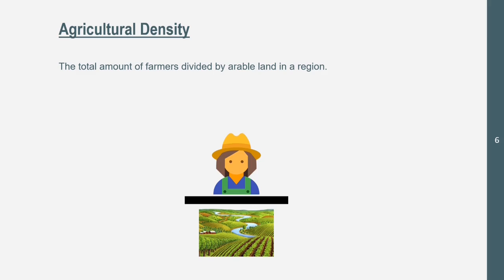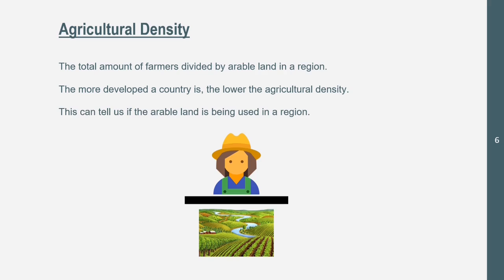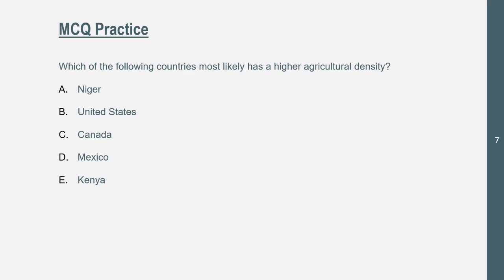The next type of density, and the final one you're supposed to know, is agricultural density, which is the total amount of farmers divided by arable land in a region. The more developed a country is, the lower the agricultural density is generally going to be. There may be a few exceptions to this, but this is how it generally goes. Agricultural density can tell us if arable land is being used in a region.